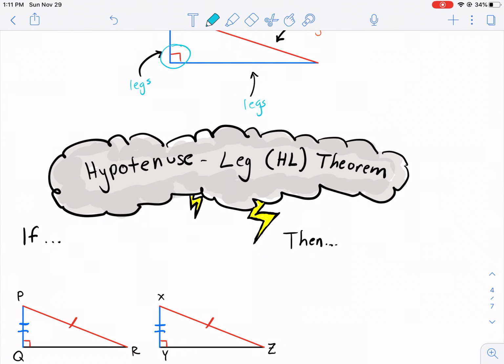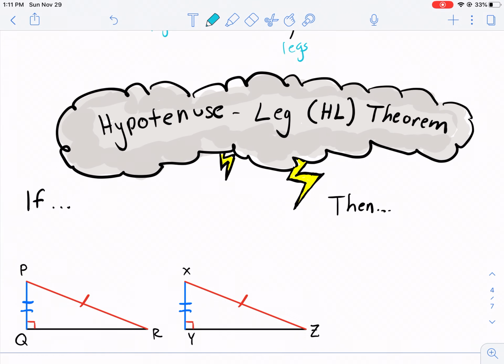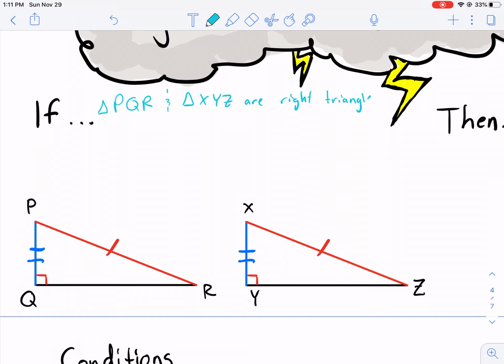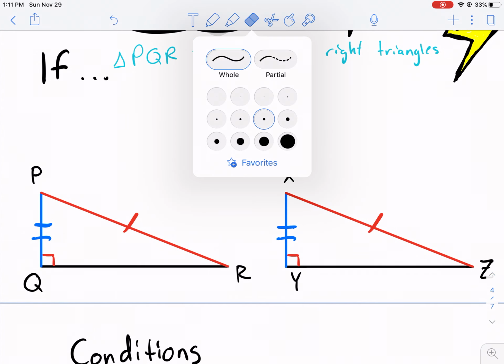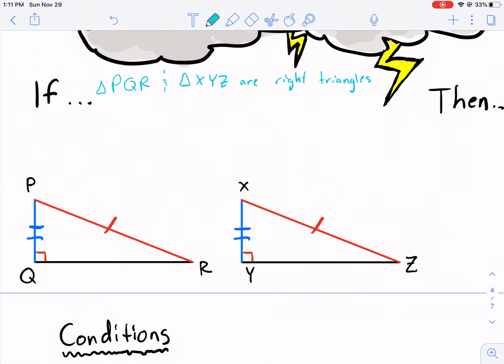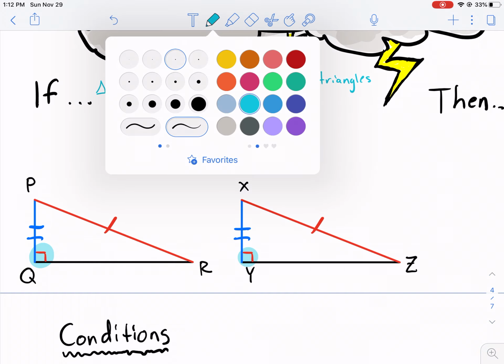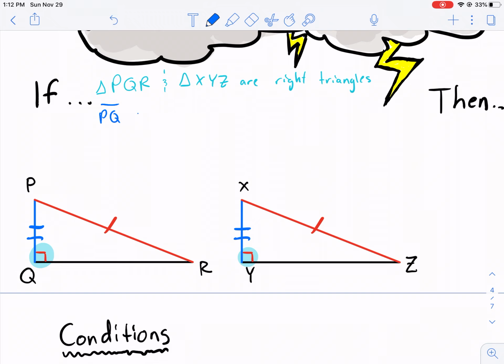Now that we know the parts and what we call them, we can understand what the hypotenuse-leg theorem is. So, if we know that these two, triangle PQR and triangle XYZ, are right triangles, so they have to be right triangles, as you can tell here, they're both right triangles. I'm going to highlight that just so you can see each thing we're talking about. So we got that, and we want to know that PQ is congruent to XY. And one more thing, we need to know that PR is congruent to XZ.